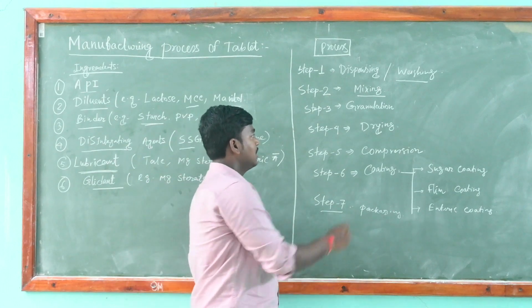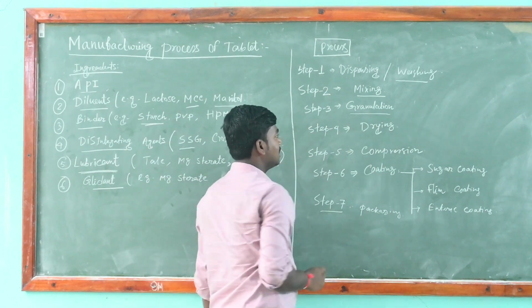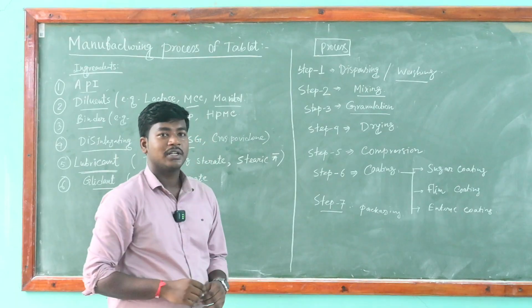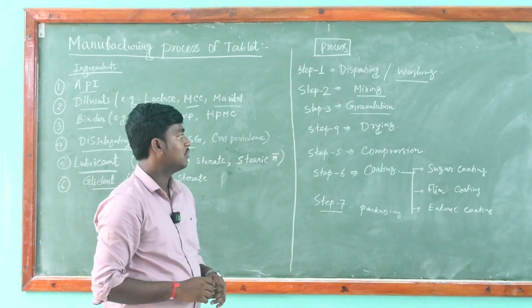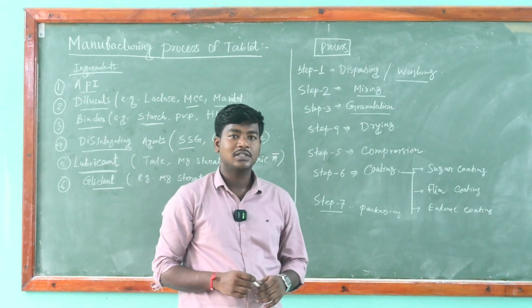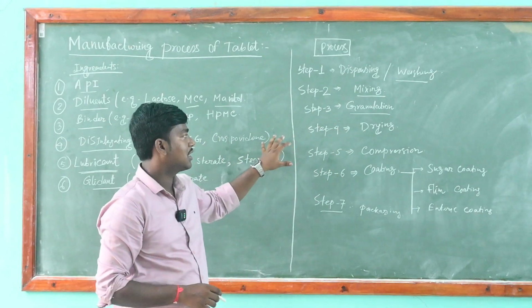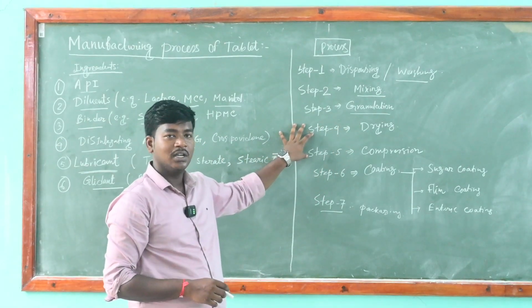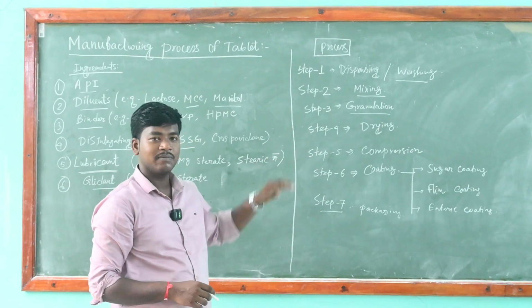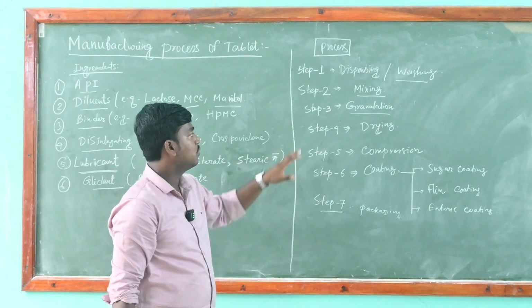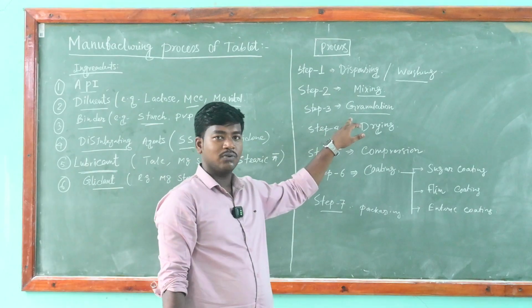And next is granulation. Granulation is the most important step during the manufacturing process. So what do you mean by granulation? In granulation, the fine particle is converted into granules, because the granules have a higher solubility and also provide a greater surface area for dissolution. So we convert the powder materials into granules.